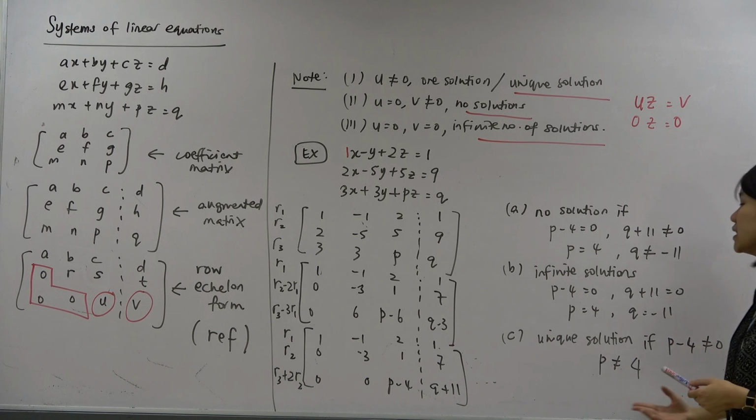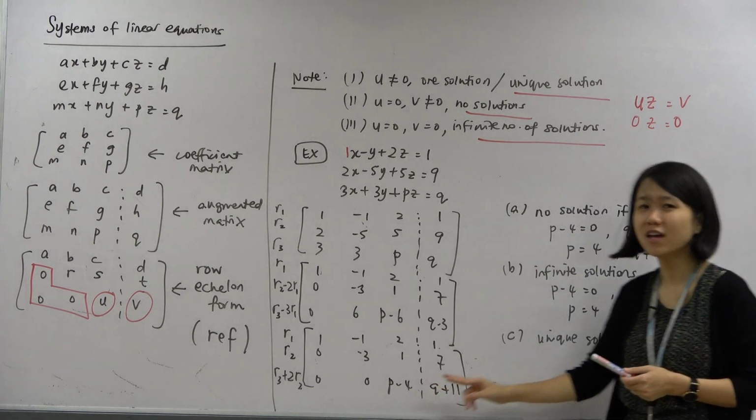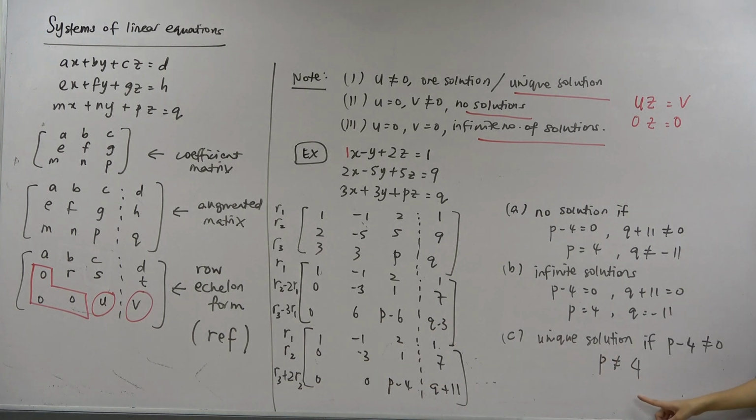And what about a unique solution? I only need to have my P minus 4 to be non-zero to get a unique solution. Hence, P minus 4 cannot be 0 and P cannot be 4. Okay, so that is about systems of linear equations.